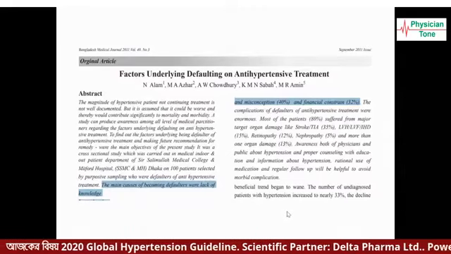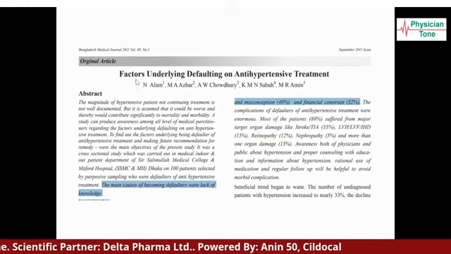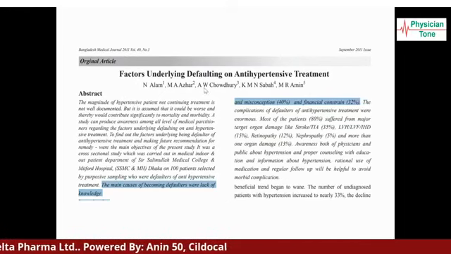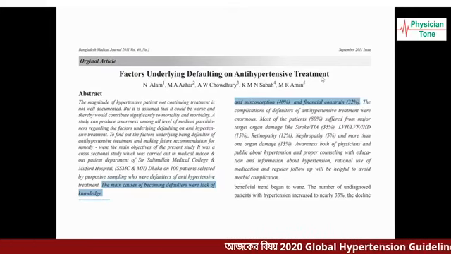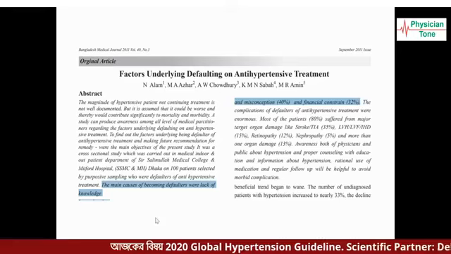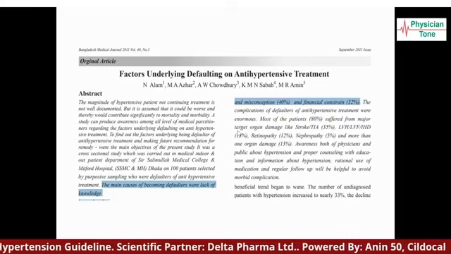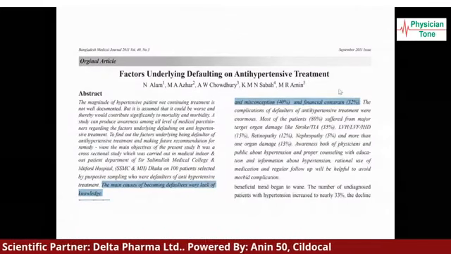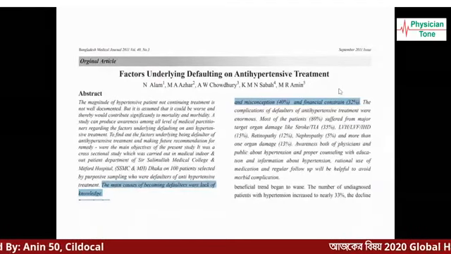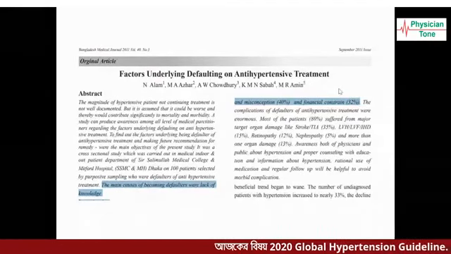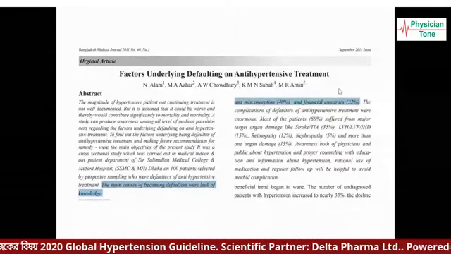This publication was done by me in 2011 along with Professor M.A. Azhar and Professor Abdul Wadud Choudhury: factors underlying defaulting on antihypertensive treatment. In this research, we saw that the main causes of becoming defaulters were lack of knowledge and misconception, and also financial constraints, as poorer patients could not afford antihypertensive medication. So there are a lot of causes of failure of antihypertensive treatment and non-adherence to antihypertensive medication.